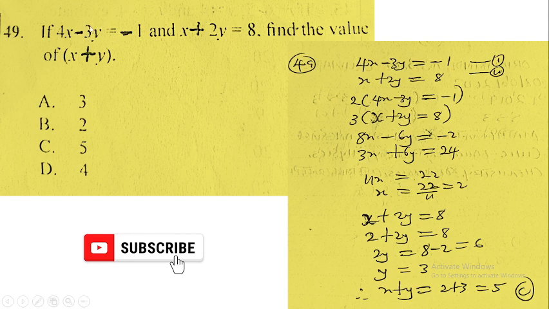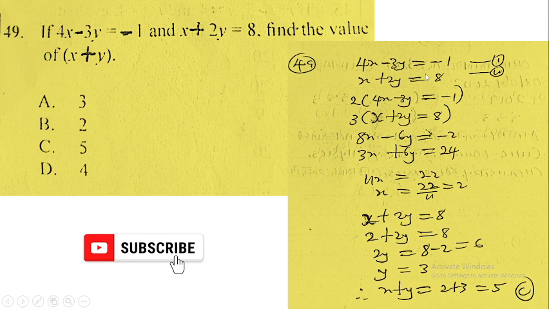They are both linear equations that we can solve simultaneously to get the values of our x and y, and when we know that, we can find x plus y. So as you can see, 4x minus 3y equals 1, x plus 2y equals 8, equation 1 and equation 2. So I decided to eliminate y. So I would do that: multiply this equation by 2, and multiply this equation by what? By 3. And that's what we are having here.